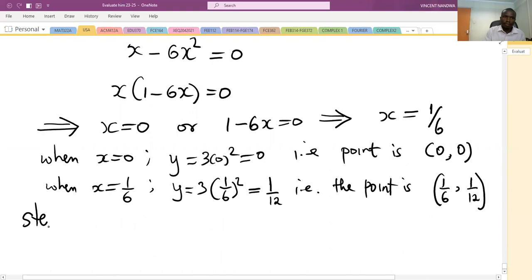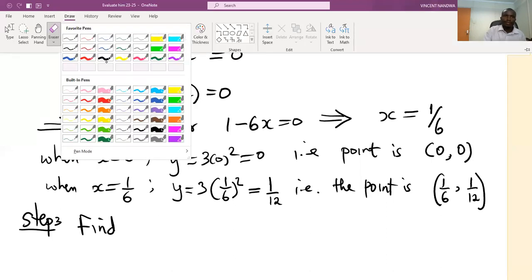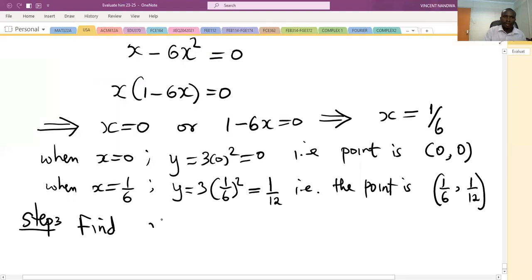So next step, step 3, find rt minus s squared at these critical points. Find rt minus s squared at the stationary points.